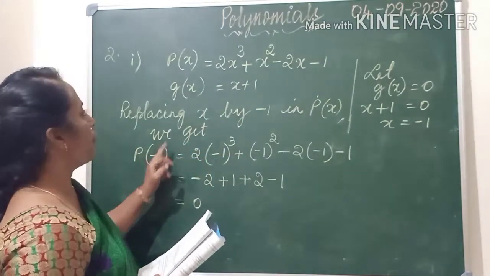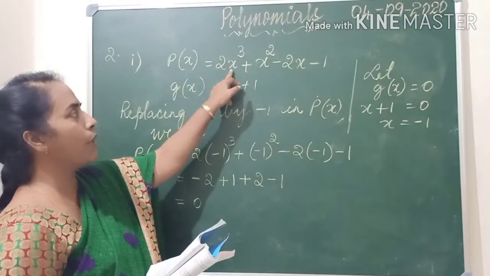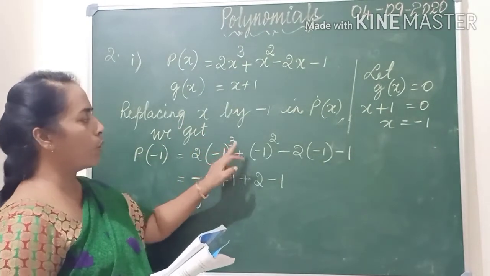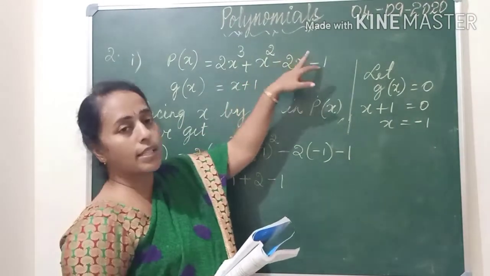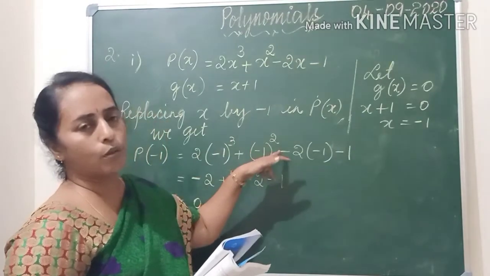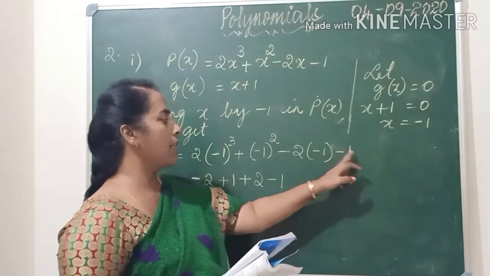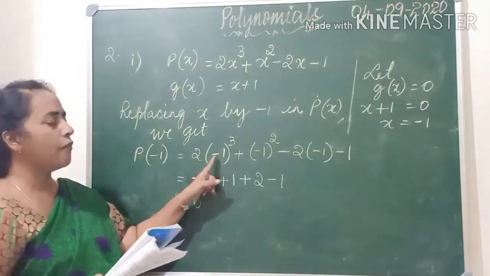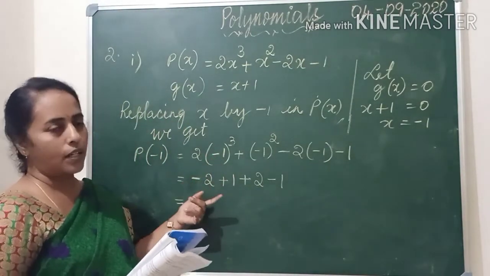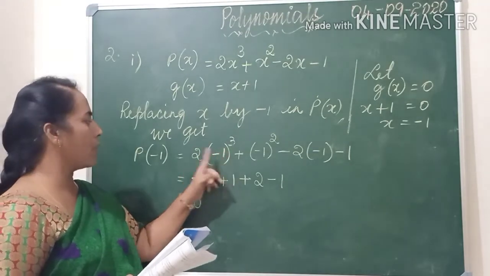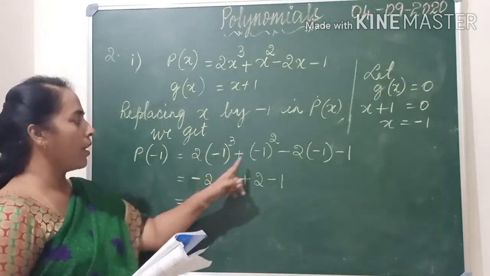What do you get? So p of minus 1 equals 2 into x cube is there. So x value is minus 1. Minus 1 the whole cube plus x square is there. That is minus 1 the whole square. Minus 2 into x value is minus 1. Minus 1. Now simplify this. If you multiply minus 3 times, what will you get? Minus only. So minus 1 cube is minus 1. Minus 1 into 2, minus 2.